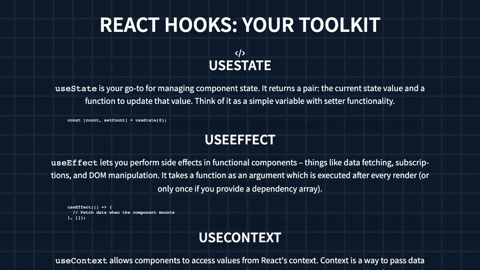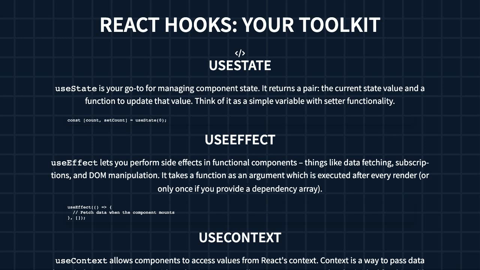Okay, let's dive into the core hooks that are essential for building dynamic React applications. First up is useState. It's like a simple state variable. You initialize it with an initial value and then have a function to update it whenever your component needs to change something. Next, we have useEffect, which lets you handle side effects in functional components, such as fetching data or setting up subscriptions. Finally, there's useContext. This hook is fantastic for sharing data across your entire component tree without having to pass props down through every single level, perfect for things like themes or user authentication.